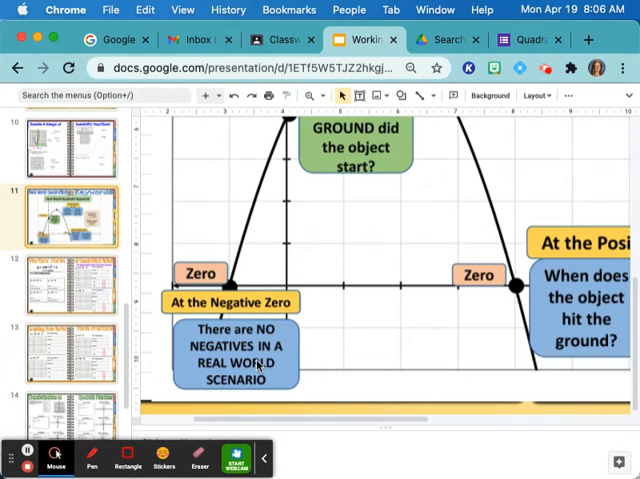There are no negatives in the real world, right? If we're talking about negative distance, you can't think about distance as being negative. Distance is always absolute value. It's just how far away from zero it is. You can't have a negative distance. So if we have a zero on this side, and we are talking about a real world situation, then we could not use this as one of our zeros or solutions. Sometimes you'll have a negative and a positive zero. Sometimes you'll have one zero. Sometimes you'll have no zeros.